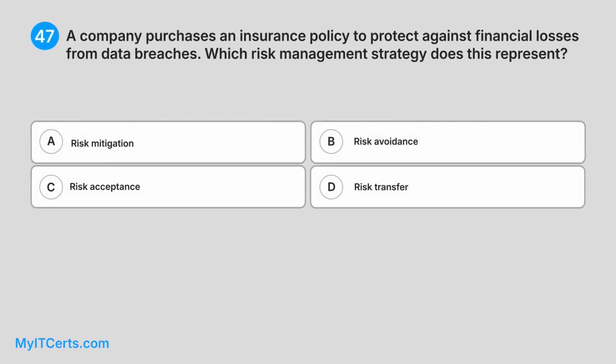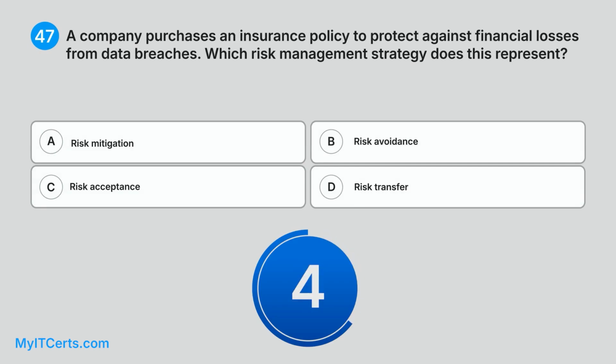(47) A company purchases an insurance policy to protect against financial losses from data breaches. Which risk management strategy does this represent? A. Risk mitigation. B. Risk avoidance. C. Risk acceptance. D. Risk transfer. What do you think is the answer?